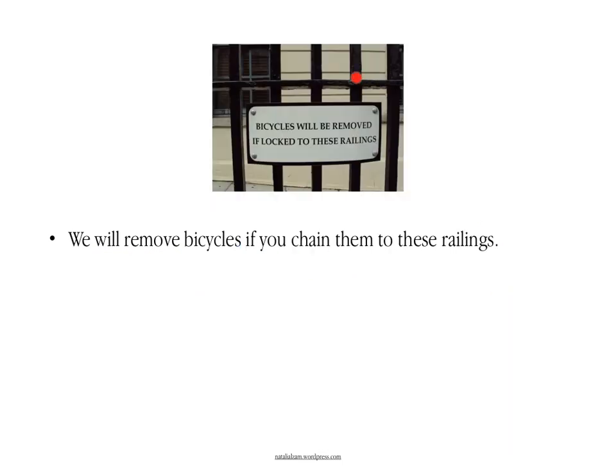So you will probably find a sign like this: bicycles will be removed if they are locked to these railings. You don't say who removes them, you omit that.